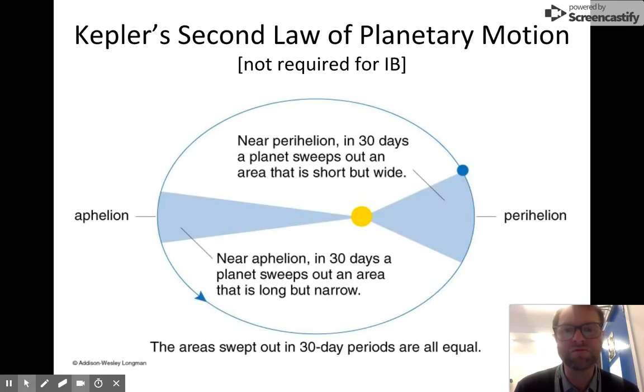Kepler's second law of planetary motion, also not required by the IB, also fascinating nevertheless, is that if we look at the area, and in this case it's the area that it sweeps through in 30 days, we'll see that when it's close to the sun, and this is the perihelion, and when it's a long way away from the sun, this is the aphelion, we find out something quite interesting, and that's the fact that the area is the same. No matter where we are on the cycle, the areas swept in 30-day periods are all equal.